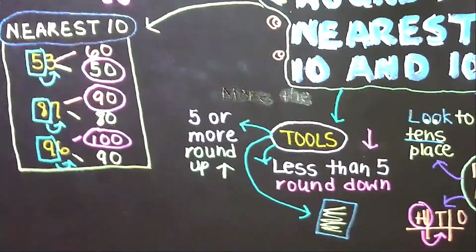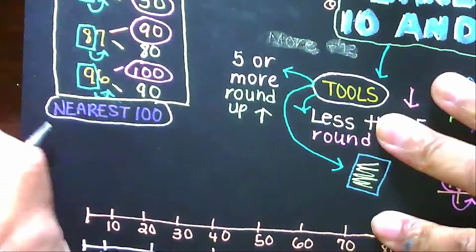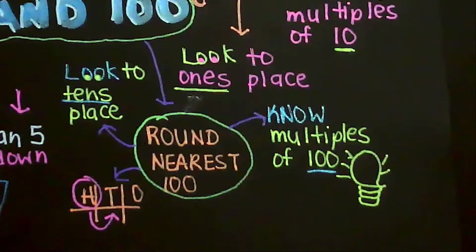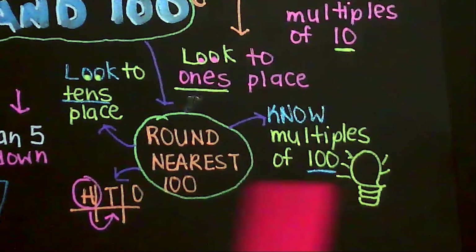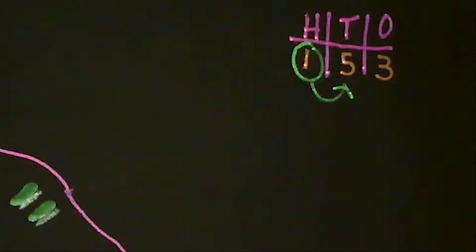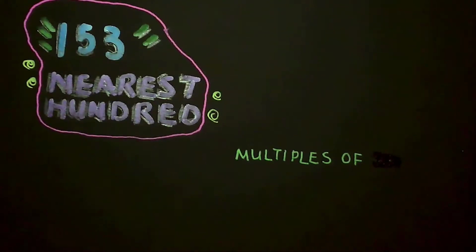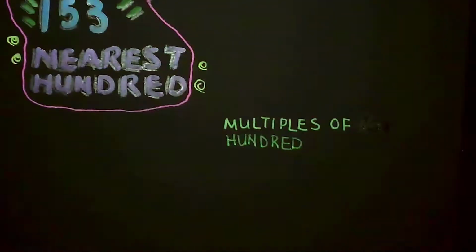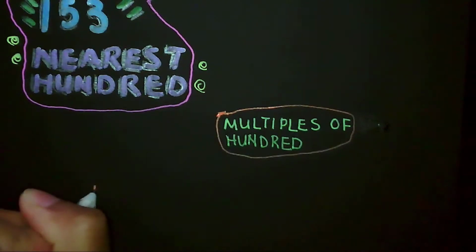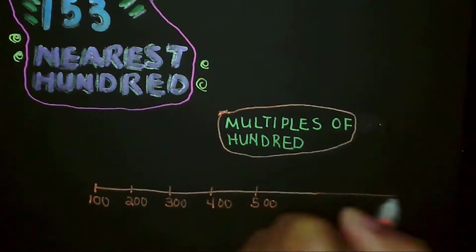Now let's practice rounding to the nearest 100. The first number we're going to round is 153. And just like the rules we had for rounding to the nearest 10, we also have rules for rounding to the nearest 100. We'll need to know our place value. We'll need to know multiples of 100 or being able to skip count by 100. And we'll also need to look to the tens place to decide whether we round up or down. So let's begin by skip counting from 100 up until 1000.